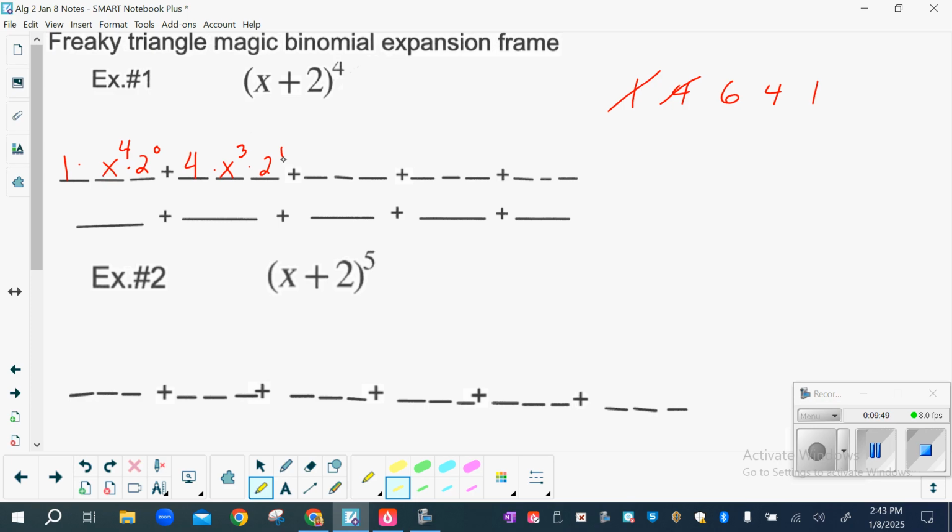what's my coefficient? 6. And then, what's the exponent on the x? 2. And then the exponent on the 2? 2. Questions on that? I kind of get it now. I see what you're doing. Okay, somebody in this group here. What's my coefficient on the next one? 4. Yes. And then x is to what exponent?